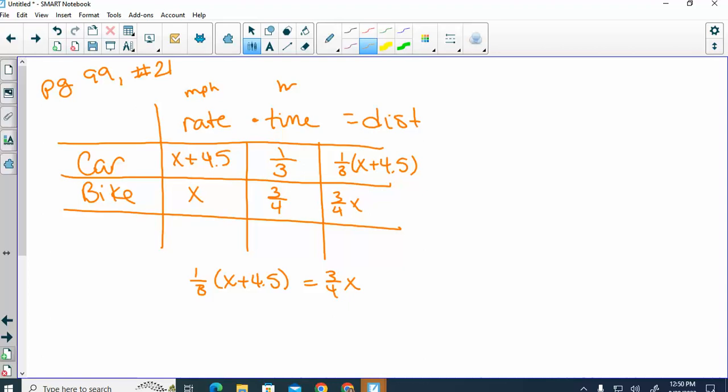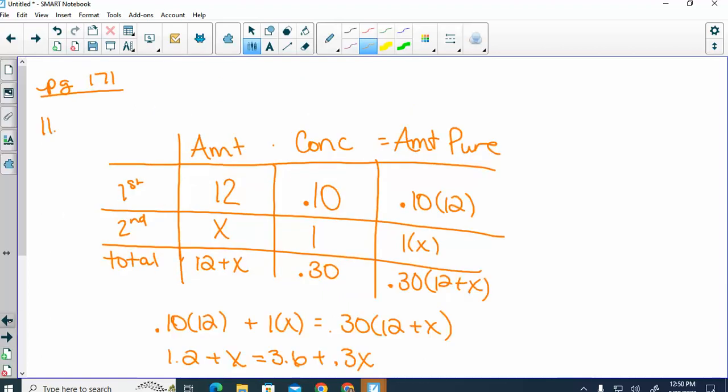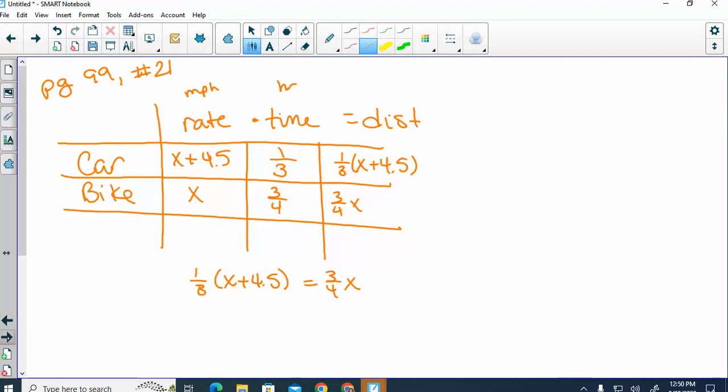Okay, so 2 formulas we need to know. Amount times concentration equals amount pure. Rate times time equals distance. The only other ones we had were really ones that involved figures. We did some with perimeters and things. In that scenario, remember we would draw a rectangle or square, whatever, and label our sides. What does perimeter mean if I talk about that? Both sides, and most of those involve perimeter.